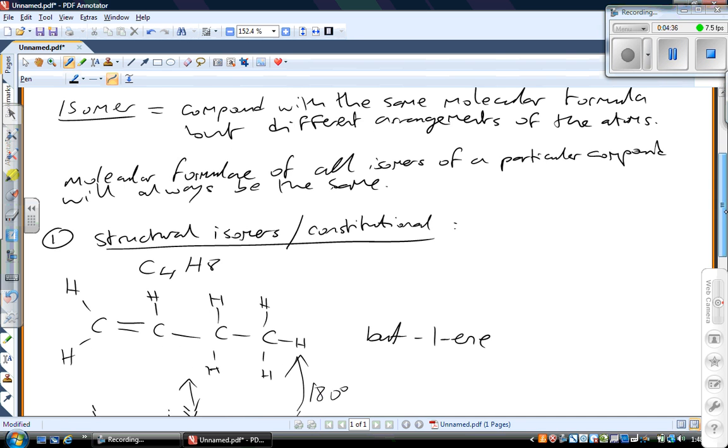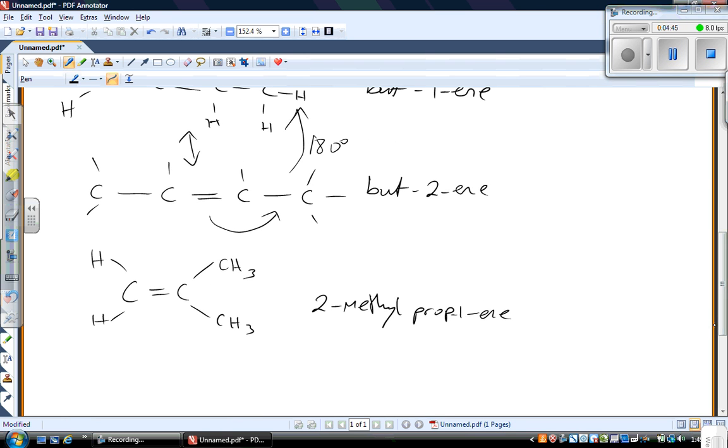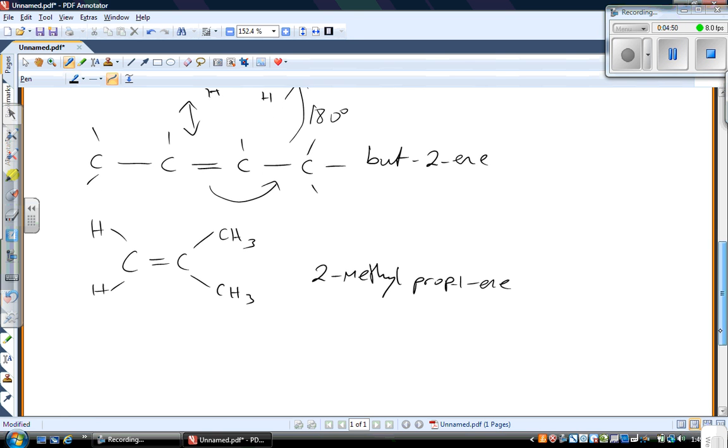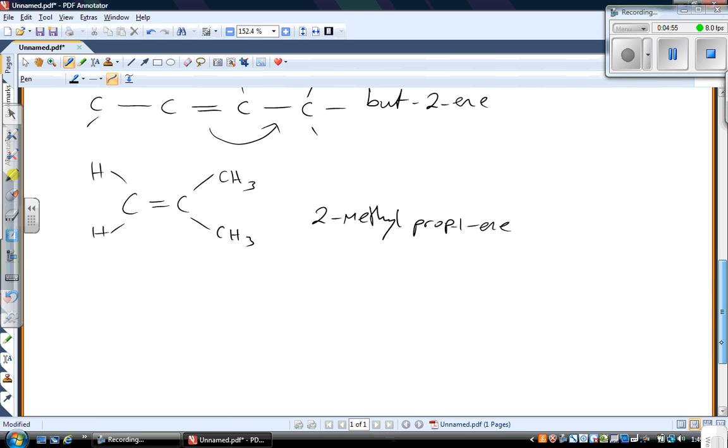And as I say, there's no systematic way to approach doing them. You just need to make sure that you count up your number of atoms in each case and make sure that they match up to get the molecular formula, and check that you haven't drawn an isomer which just happens to be the same as another one which is rotated 180 degrees.